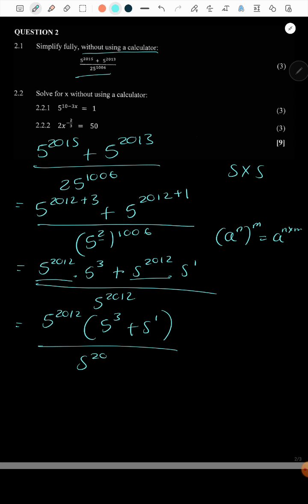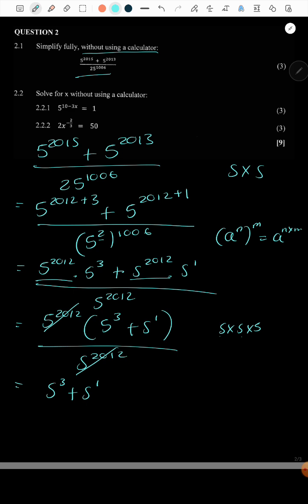And then what is happening? We have a common term in the numerator and the denominator, which is 5 to the power 2012. So the 5 to the power 2012 cancels with the 5 to the power 2012. Then we are left with 5 to the power 3 plus 5 to the power 1. Now we need to calculate this value, because we have 5 to the power 3 and 5 to the power 1. 5 to the power 3 is the same as 5 times 5 times 5.